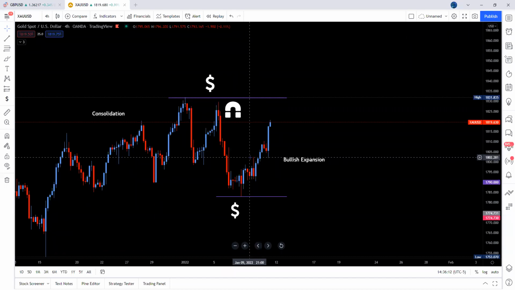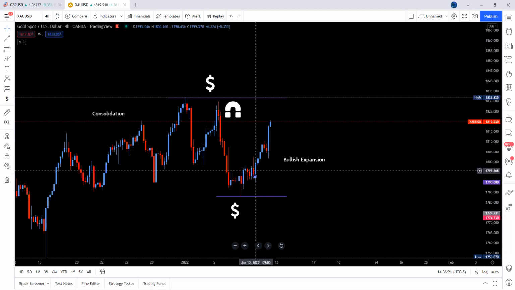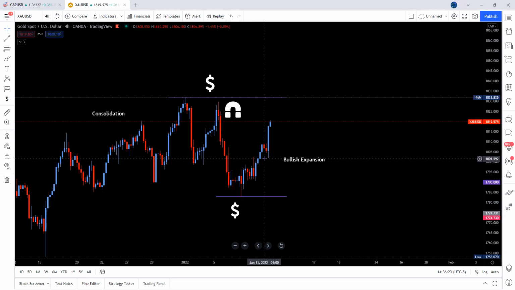Mitigation and fair value. Right, exactly. Mitigation and fair value. Perfect. So all of these, this wick caused mitigation, which therefore made all of this completely fair evaluation. So from here, it's fair game, right?